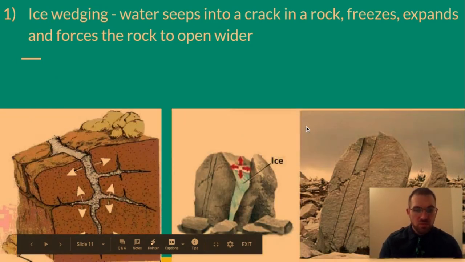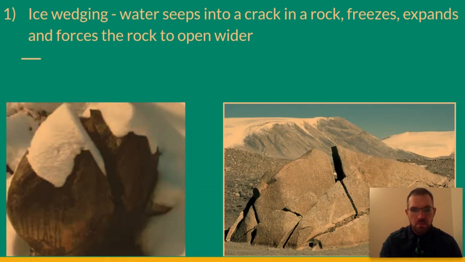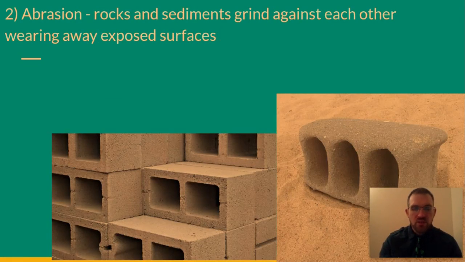Here's some more examples of ice wedging taking place. You see how it can open up in lots of different directions. Open it up, and here's a real life example. Another definition I'd like for you to write down is abrasion. This is when rocks and sediments grind against each other and it wears away exposed surfaces.